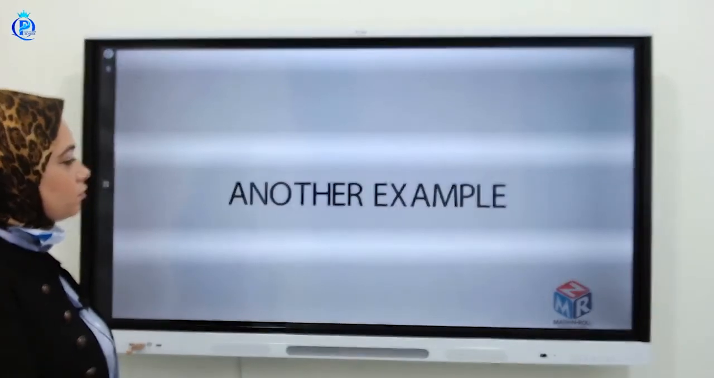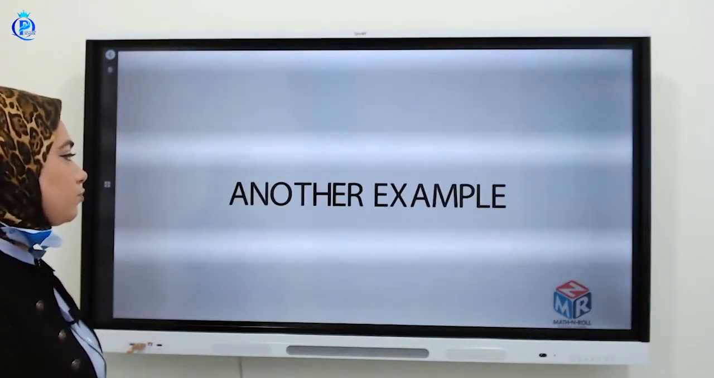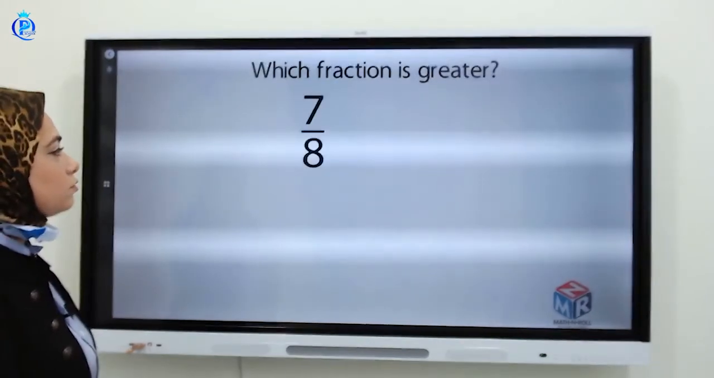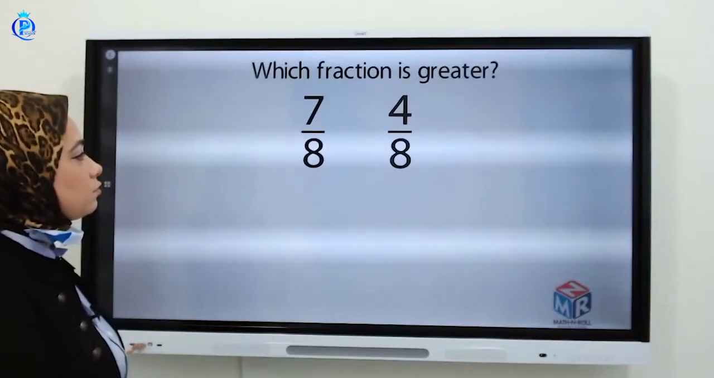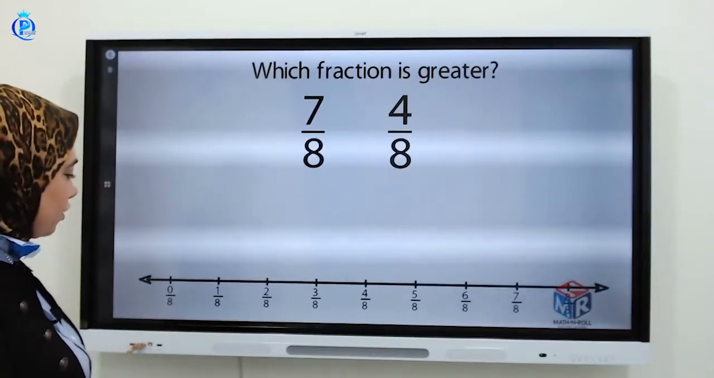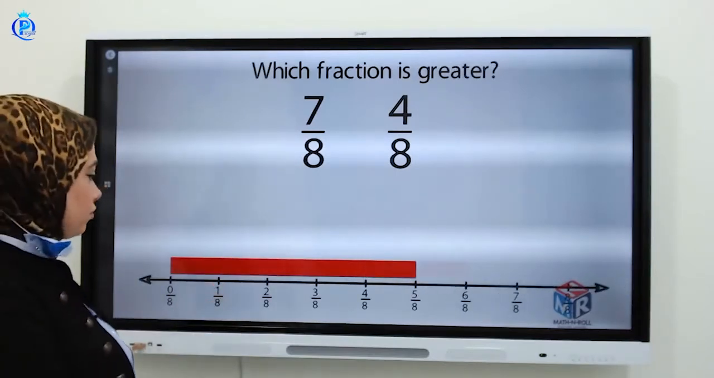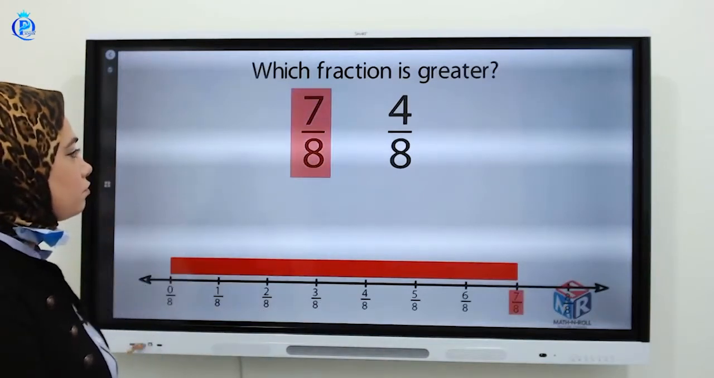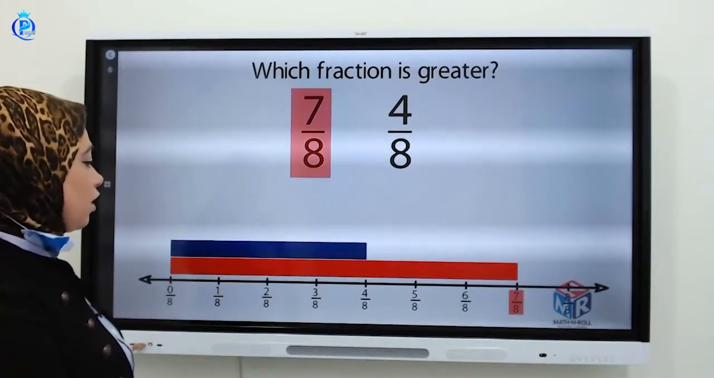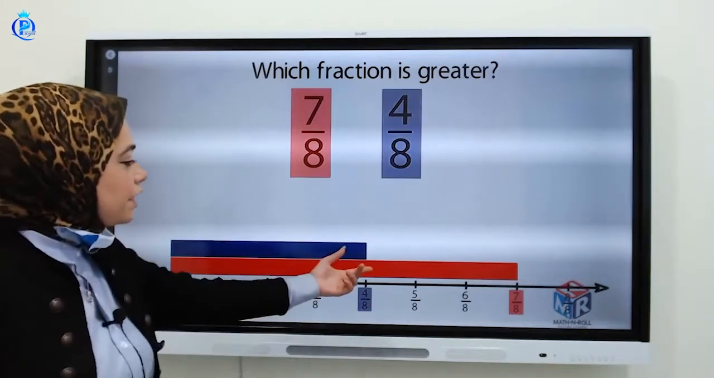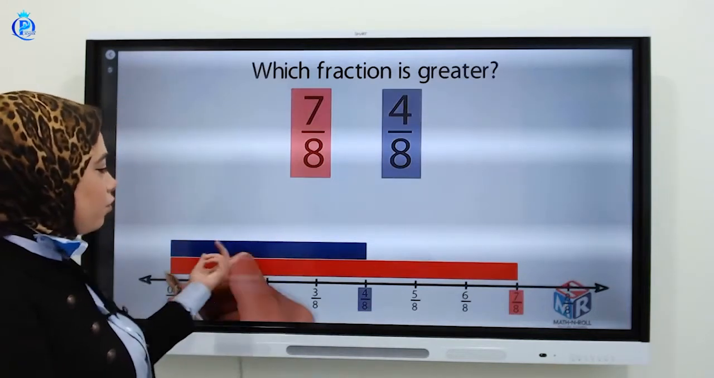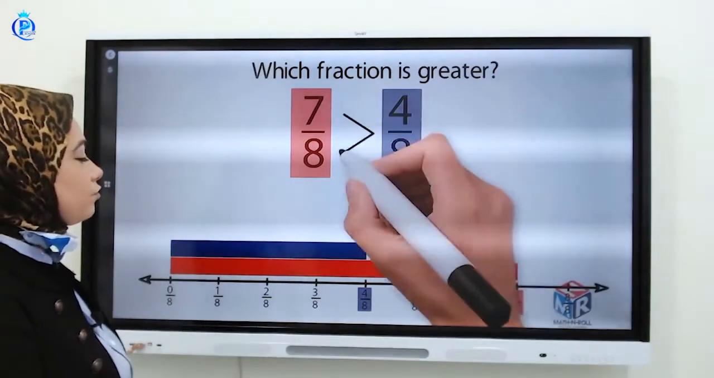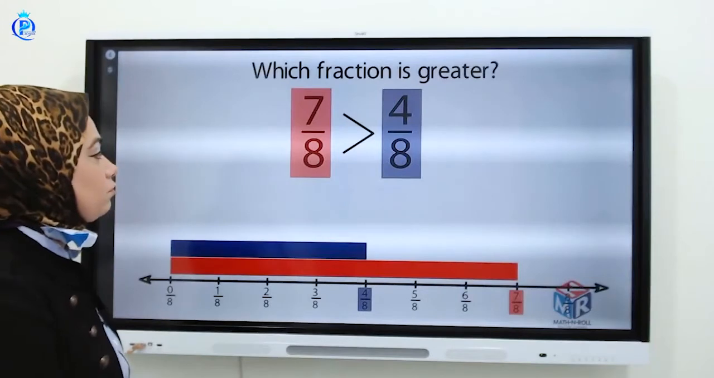Another example. Let's take another example. Which fraction is greater, 7/8 or 4/8? Which is bigger? Let's use the number line to compare. Look at the number line. This is 7/8. And this is 4/8. The red line is bigger than the blue one. So 7/8 is greater than 4/8.